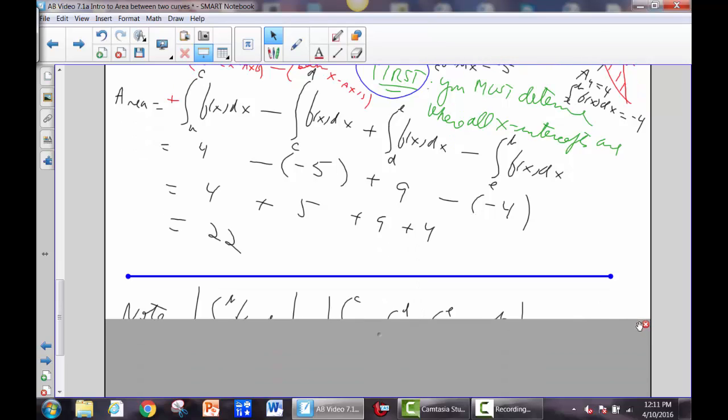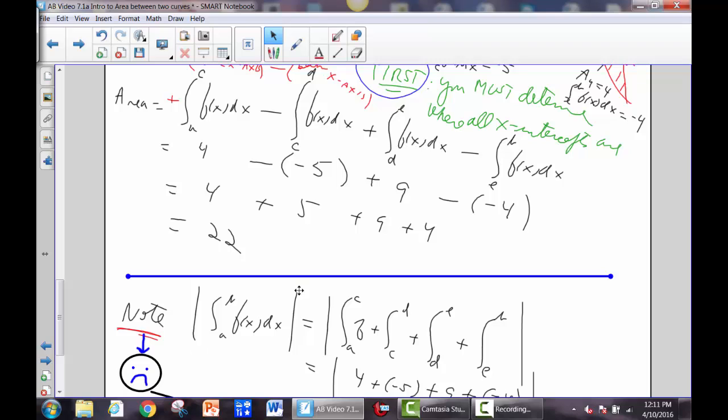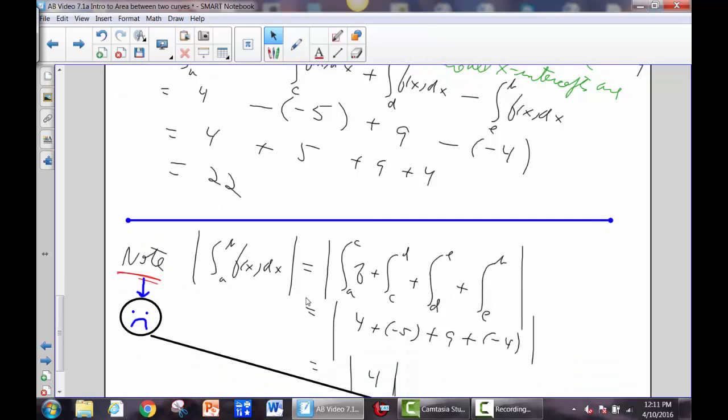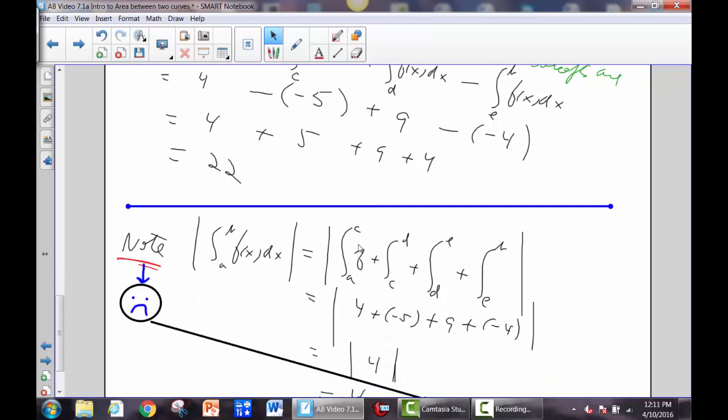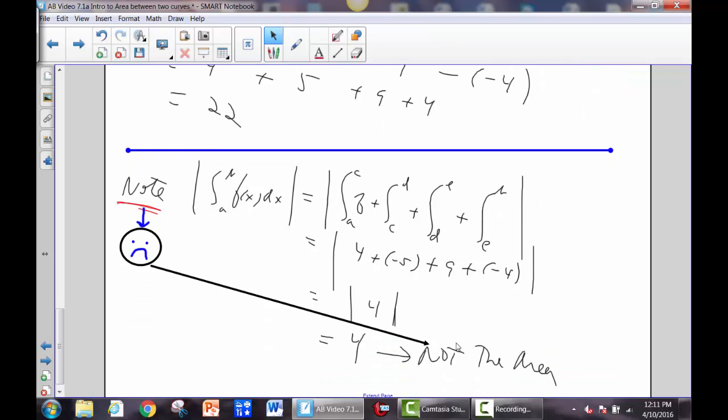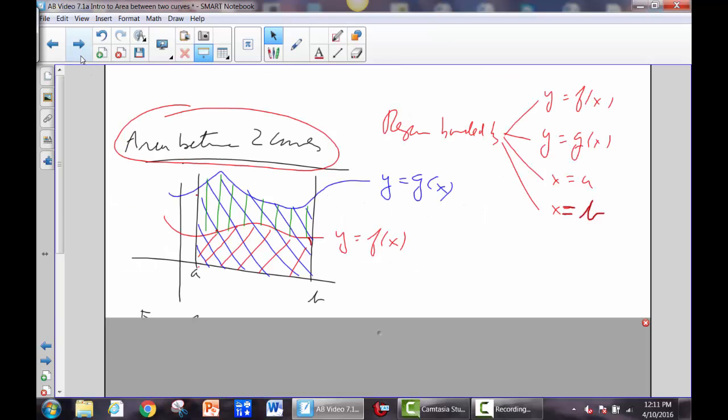All right, now here's what I wanted to explain to you. If you put an absolute value around the whole thing, then you're saying integral from a to b, and remember we can break up a to b into a to c plus c to d plus d to e plus e to b, but you'll end up having 4 plus negative 5 plus 9 plus negative 4, and that's going to give 4, which is not the area. So forget about putting absolute values around the whole thing when it's partly above, partly below.